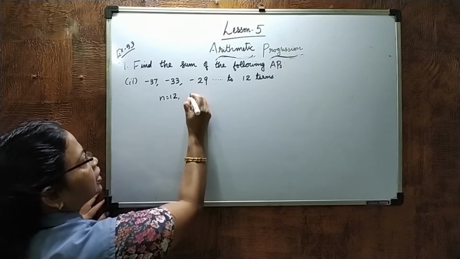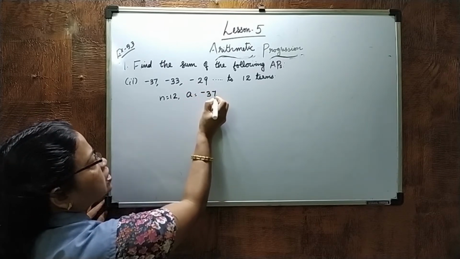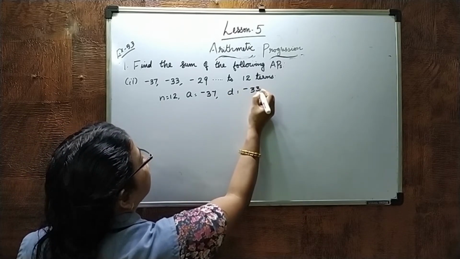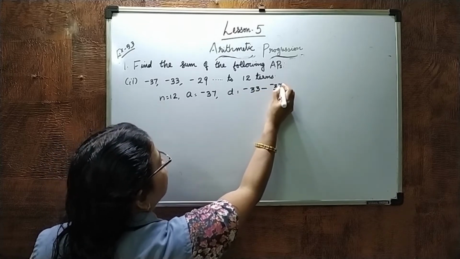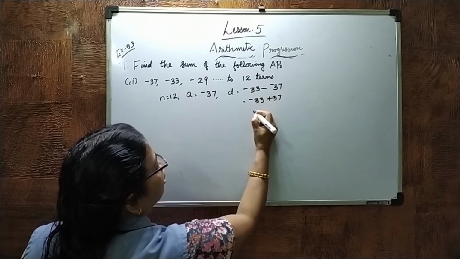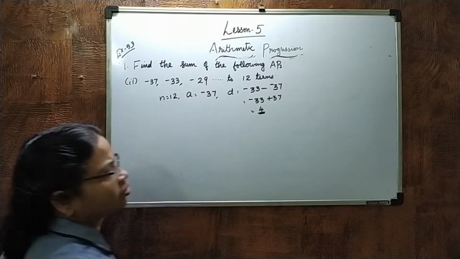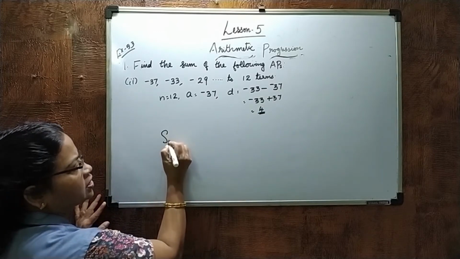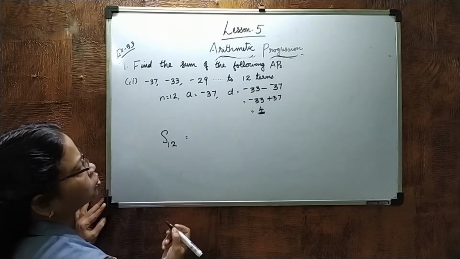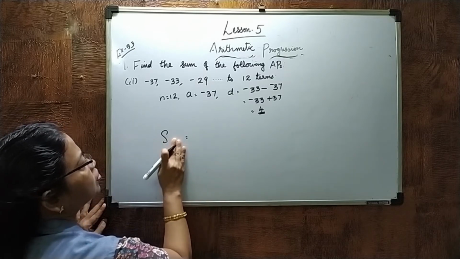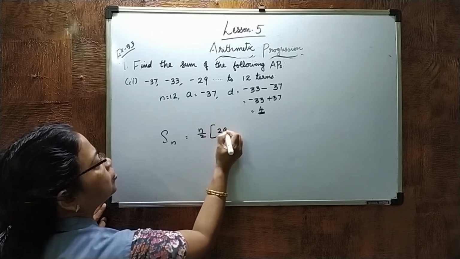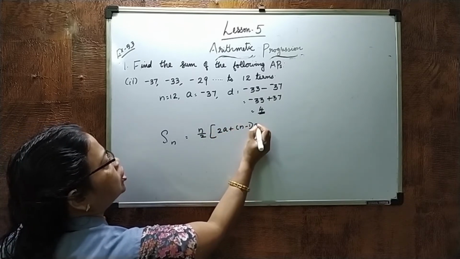Right? What is a? a is equal to negative 37. What is d? d is equal to a2 minus a1, negative 33 minus negative 37. It will be negative 33 plus 37 equals 4. Now just remember the formula. Sn is equal to, n means number of terms, it is 12. First we write the formula. Sn is equal to n by 2 into 2a plus n minus 1 into d.